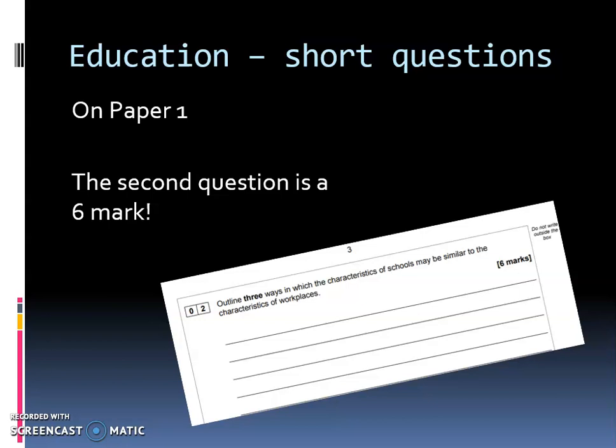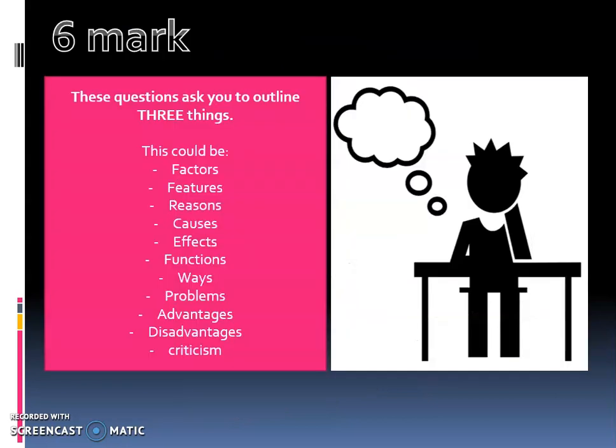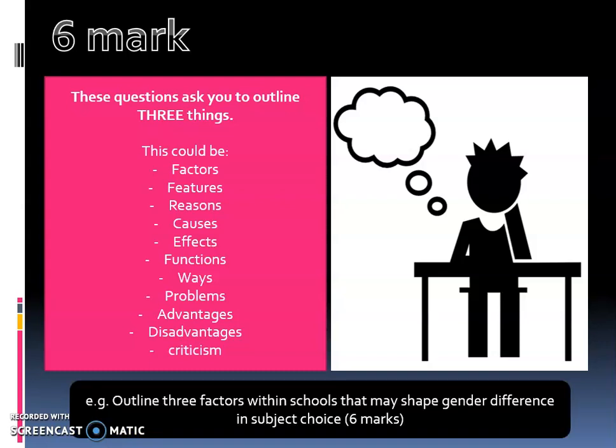So on paper 1 and on paper 3 there are short questions, and the second question is a 6-marker. This question will ask you to outline 3 things, and these could be factors, reasons, ways, problems, etc. For example, outline 3 factors within school that may shape gender differences in subject choice.